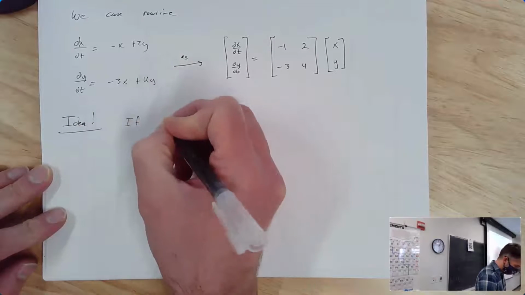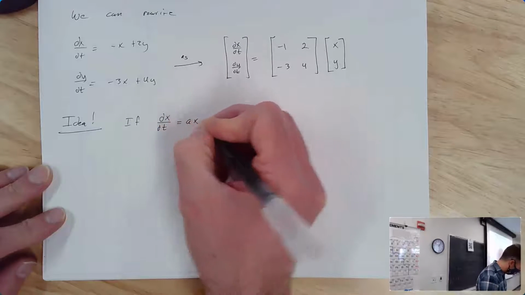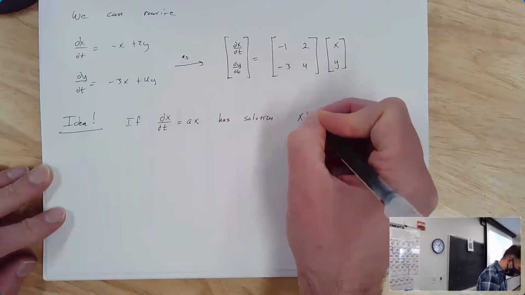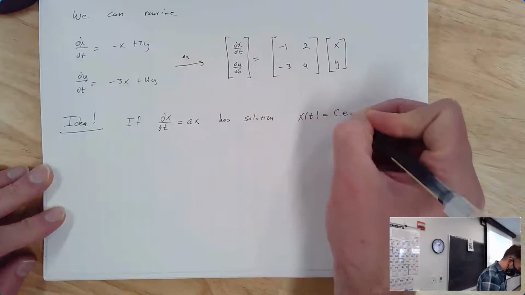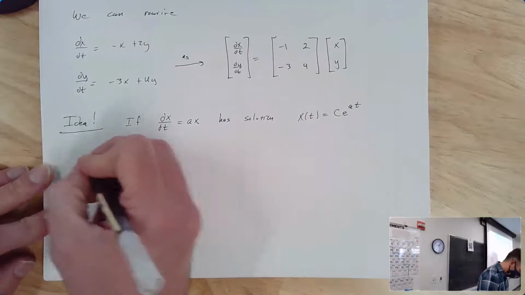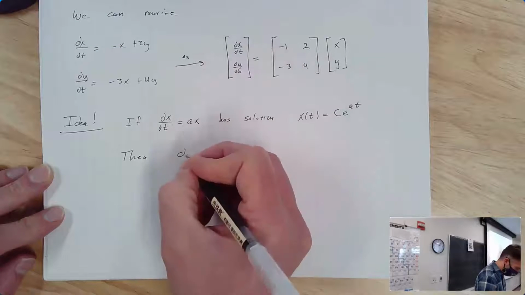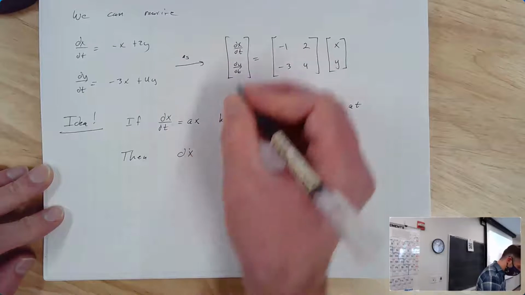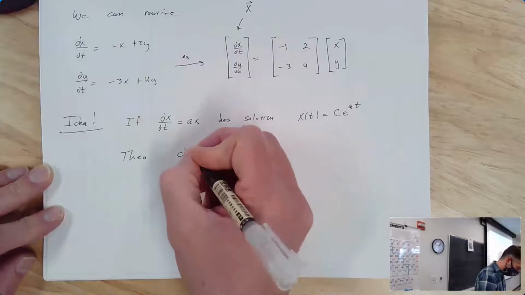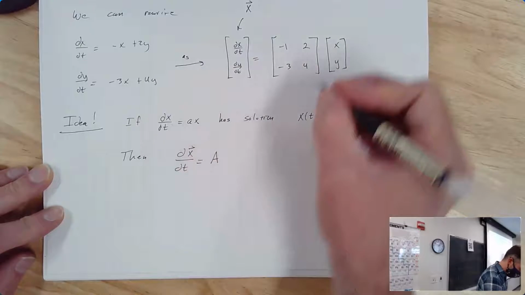If dx/dt equal to a times x has the solution x of t equal to c e to the at, then what we have here is the derivative of the vector. So we often call this the vector dx/dt equal to the matrix times the vector.